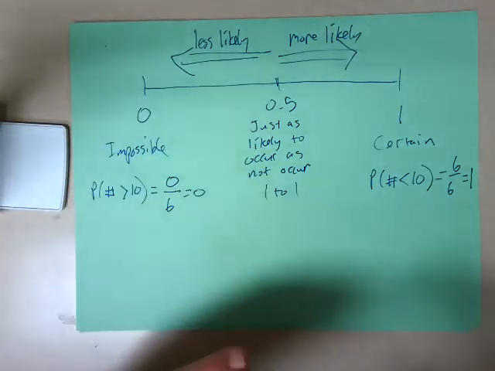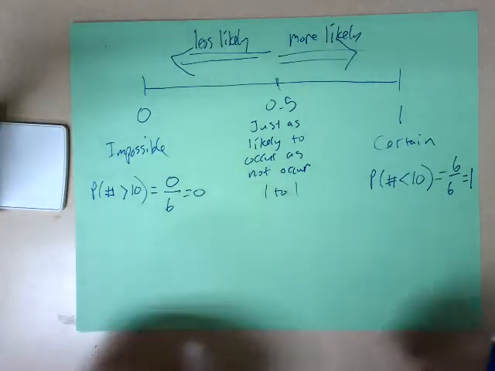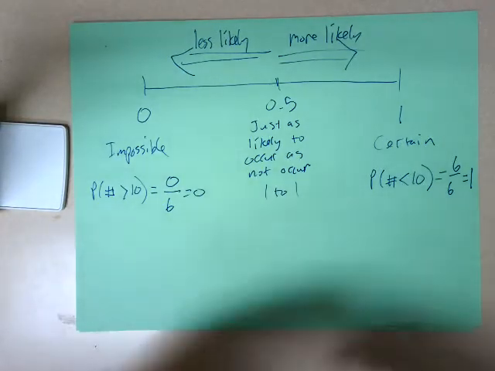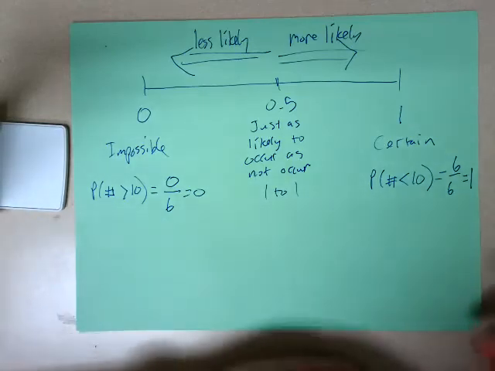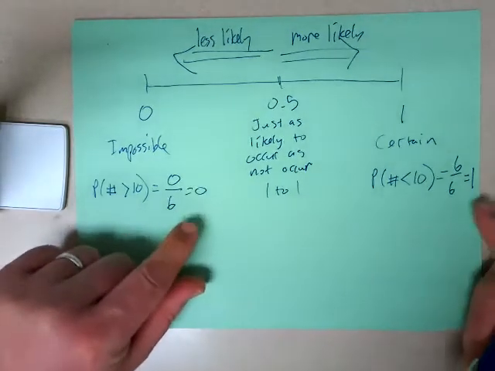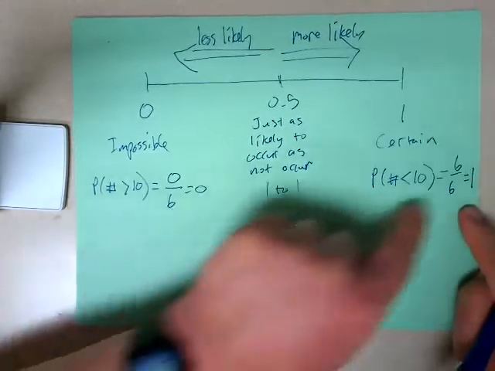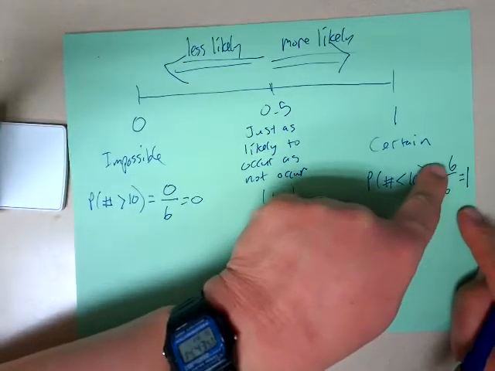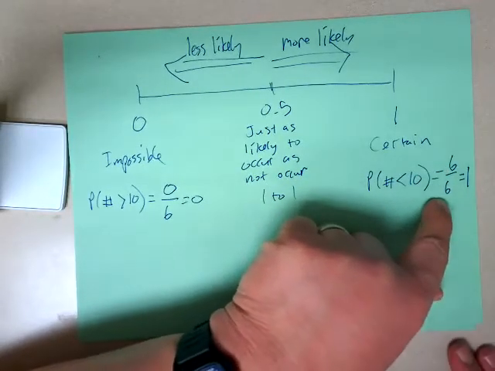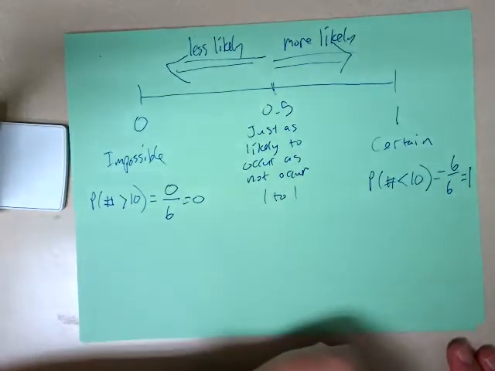So when you're using some of these fancy formulas where you plug in other probabilities and you get a number out that's bigger than 1, you know you've done it wrong. You should not get a number bigger than 1, because the number of outcomes in your event can't be more than the number of outcomes in your experiment.